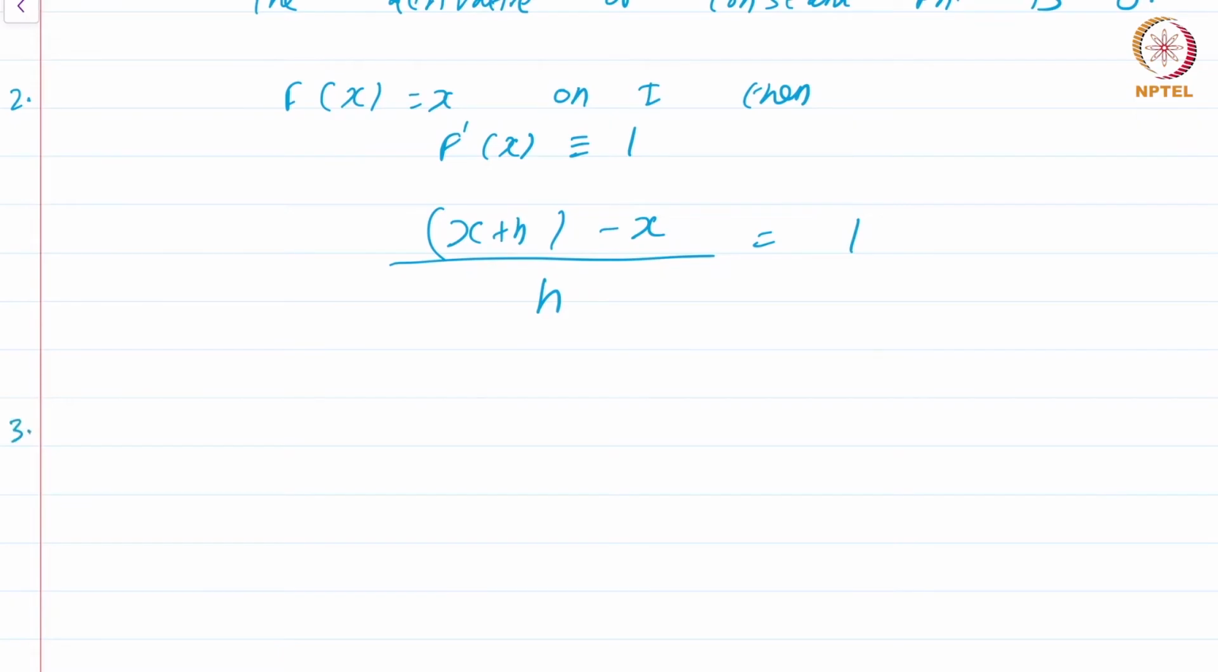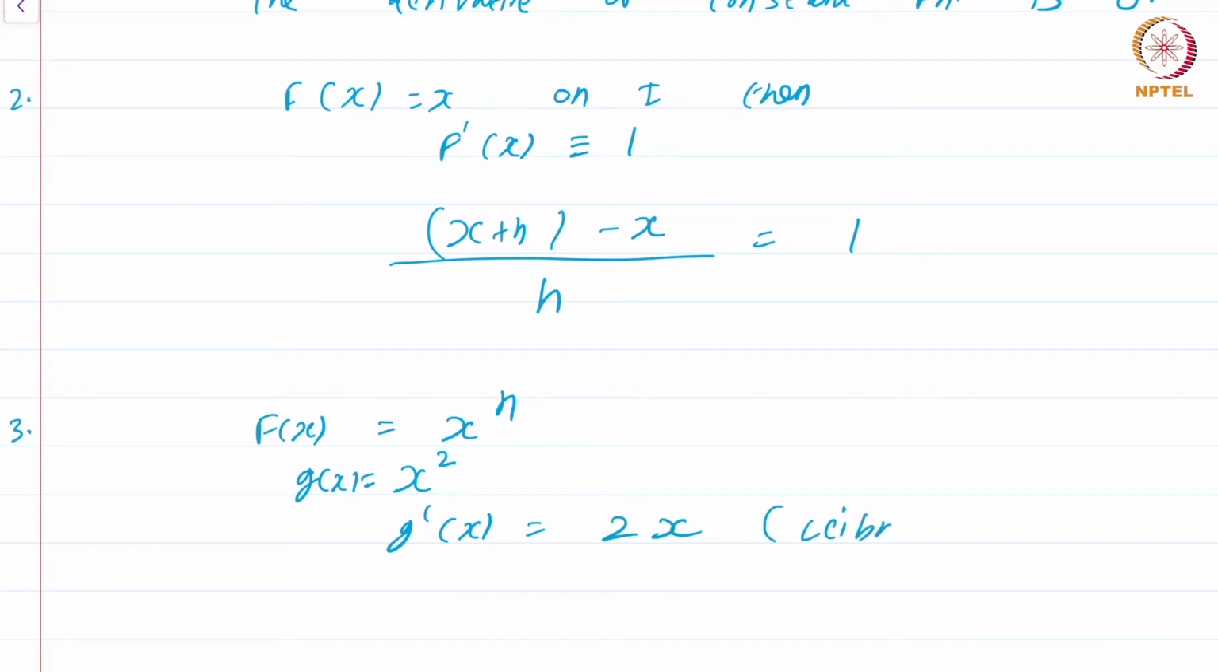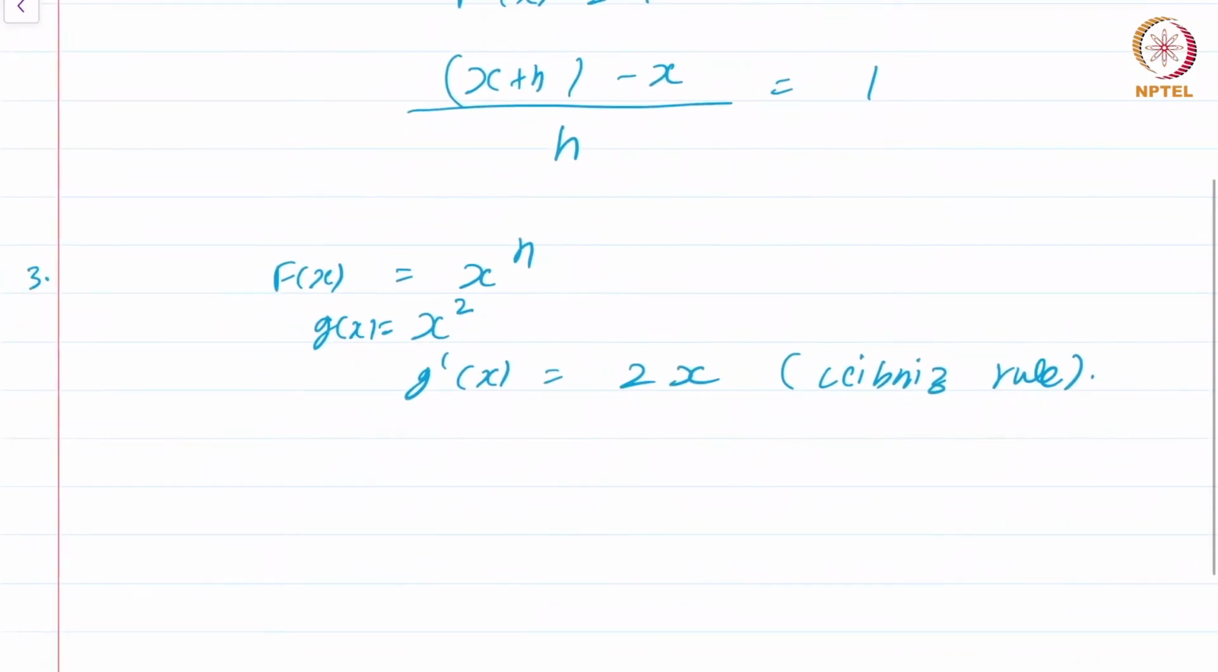Okay, third example, if you take f of x equal to x power n, there are several ways to find out what the derivative is. My favorite way is to just repeatedly use the fact that if you take x squared, let's call this g of x, then g prime of x is clearly 2x. This is just by the Leibniz product rule. And how does this generalize to x power n? Just apply induction.